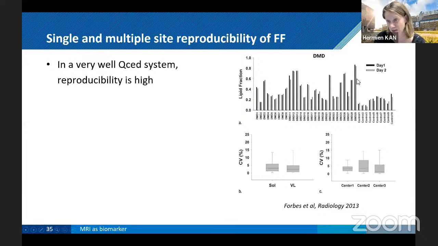So this is the day-to-day variation in 29 Duchenne patients and 10 controls, where the black bar is day 1 and day 2 is the gray bar, and you can see that these measures are actually all quite close together. They also show that the coefficient of variation is reasonable, it's quite low. On the other hand, you can also see that there's a difference between the different centers.